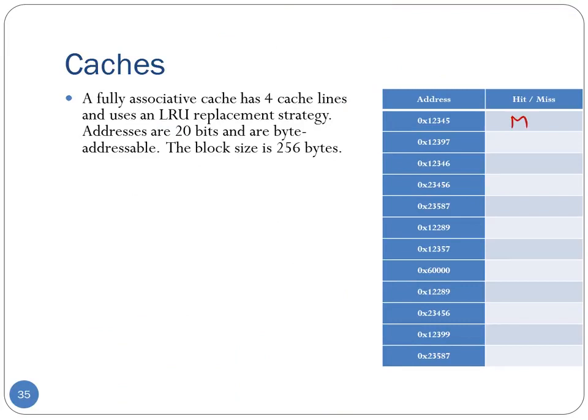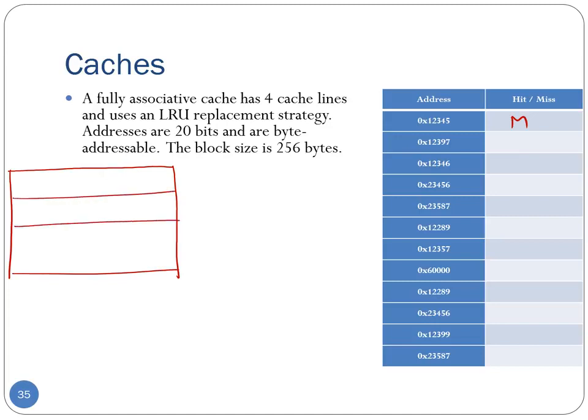So this first access was a miss. Now let's say this is our cache over here, so let's create a cache, and it has 4 lines as given in the question. Each line is initially empty. Now in response to this miss, we have seen that in hexadecimal 12345, this is your block offset, this is your tag.